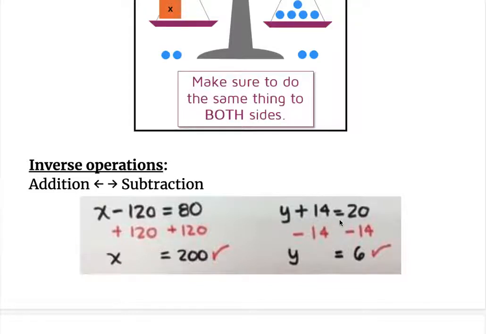If it's y plus 14 equals 20, the inverse operation of plus 14 is subtract 14. You gotta do that on both sides. Cancels out on the left-hand side to just get y, and 20 minus 14 is 6. So you know your answer is 6. 6 plus 14 equals 20.